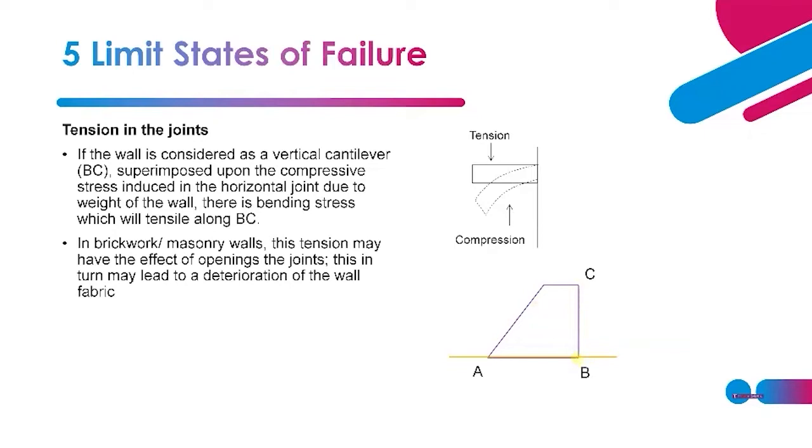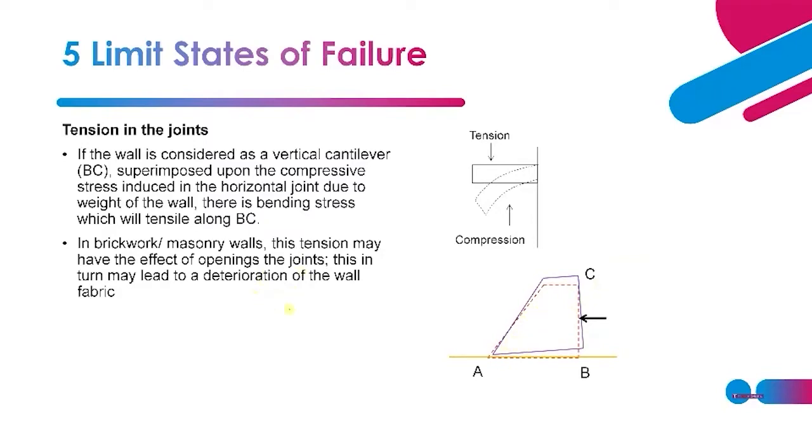Superimposed upon the compressive stress induced in the horizontal joint. So horizontal meaning wall ni panjang lah arah sana kan. Tak kisahlah berapa panjang dia. Upon the compressive stress induced in the horizontal joint due to the weight of the wall. Kan ada weight of the wall, akan ada bending stress which will be tensile along BC. Okay, you have force here. Okay, so kat sini akan ada bending stress. You punya wall akan jadi macam mana? Okay, ada force macam tu. You punya wall akan terangkat, meaning to say dia akan lifted a little bit like this.